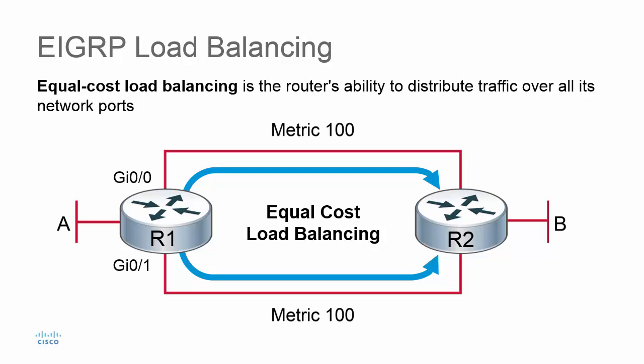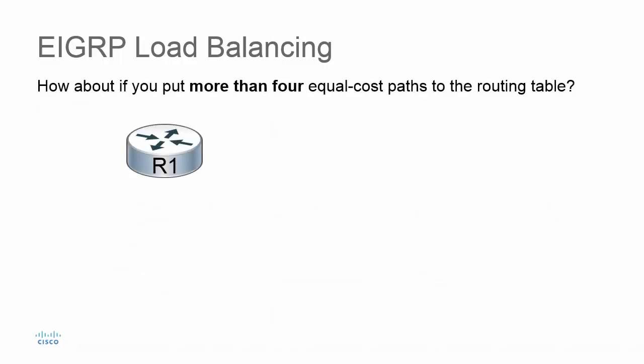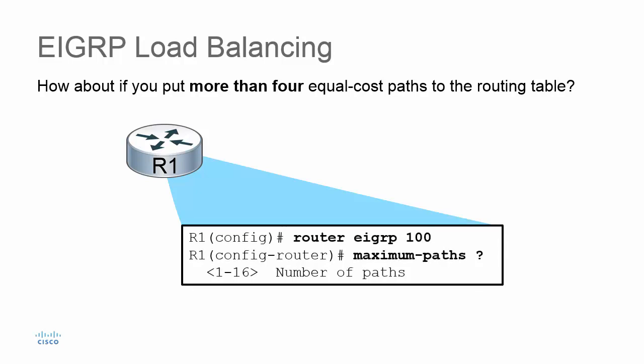By default, Cisco IOS software applies load balancing across up to 4 equal cost paths for a certain destination IP network if such paths exist. But how about if you want to change this behavior and put more than 4 equal cost paths to the routing table? With the maximum-paths router configuration command, you can specify the number of routes that can be kept in the routing table. The maximum-paths command is entered in the routing protocol configuration mode, in this case in EIGRP mode. In the example, the Cisco router supports up to 16 paths. If you set the value to 1, you disable load balancing.